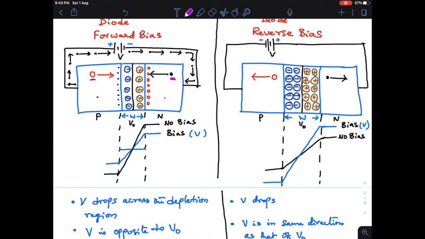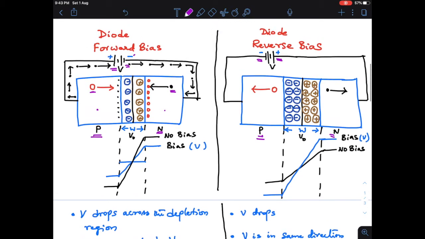Now, what is forward biased? When you apply an external voltage such that the P type is connected to the positive of the battery and N type is connected to the negative of the battery, then it is said to be forward biased. If the diode is connected with the P type to the negative terminal and N type to the positive terminal, then it is said to be in reverse biased connection.